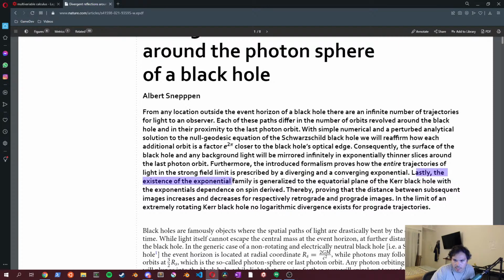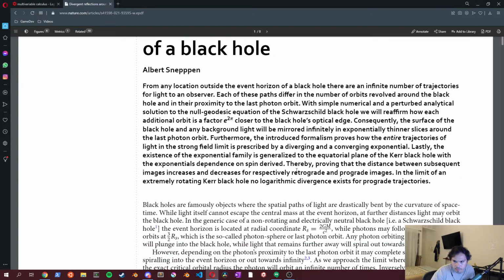Lastly, the existence of the exponential family is generalized to the equatorial plane of the Kerr black hole with exponentials' dependence on spin derived. What does this say again? Lastly, the existence of the exponential family is generalized to the equatorial plane of the Kerr black hole with exponentials' dependence on spin derived. Okay. Thereby proving that the distance between subsequent images increases and decreases for respectively retrograde and prograde images. In the limit of an extremely rotating Kerr black hole, no logarithmic divergence exists for prograde trajectories.